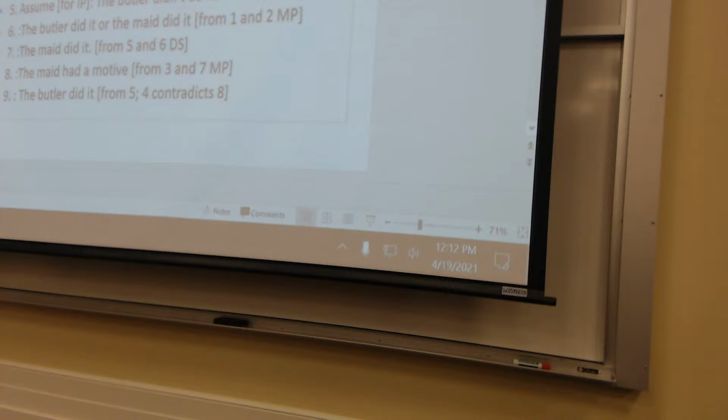The problem is this. 4 says the maid does not have a motive. 8 says the maid, in fact, has a motive. That is a direct logical contradiction. It is an absurdity. Both those claims can't be true.